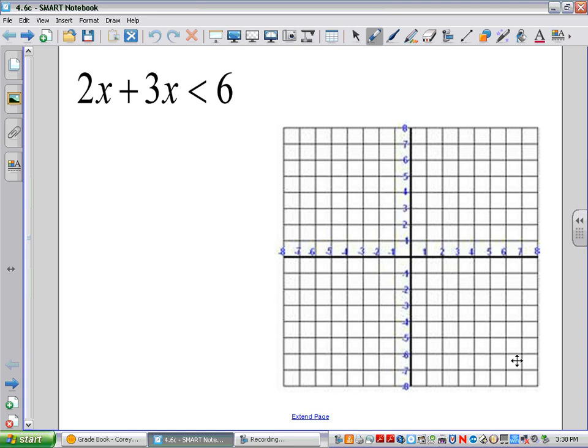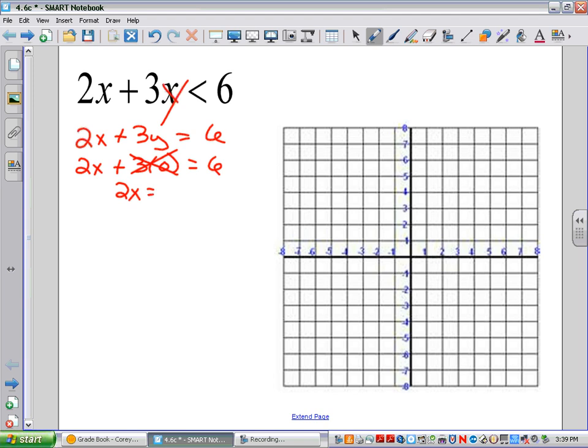2x plus 3, and make this correction, that should be a y. I apologize. That's a typo on my part. 2x plus 3y is less than 6. Well, think of that as 2x plus 3y equals 6. And we're going to graph this using intercepts. That's where you find the x-intercept by putting a 0 in place of the y. So remember going 2x plus 3 times 0 is 6. In other words, that's 0, so it doesn't exist. You're just left with 2x equals 6 or x equals 3.